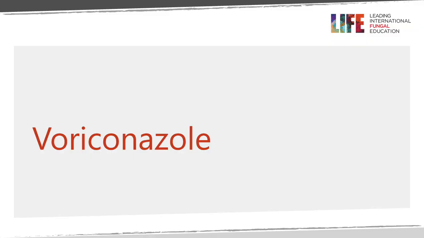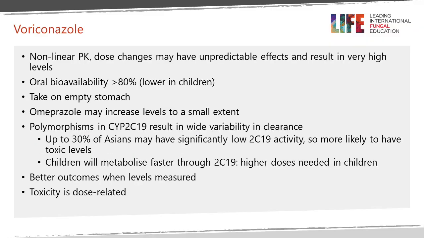So moving on to voriconazole. For voriconazole, there is even more evidence that we have to do TDM, as it is really unpredictable in terms of pharmacokinetics. You can increase the dose by a small margin and get really high levels, or conversely, you can get undetectable levels for a very long time, even in somebody on very high doses. The oral bioavailability is much better compared to itraconazole, more than 80%, but it's lower in children. The advice is to take it on an empty stomach, unlike itraconazole capsules.